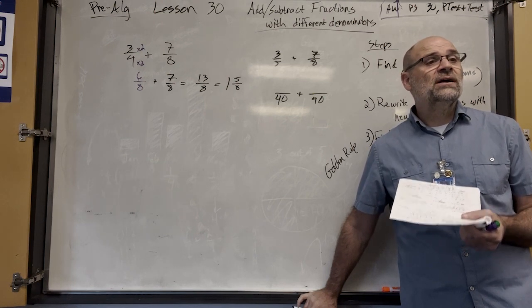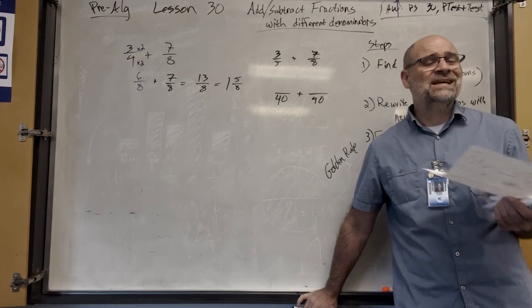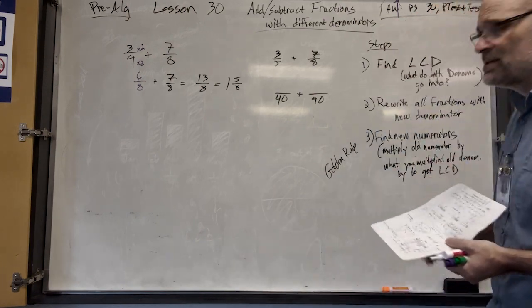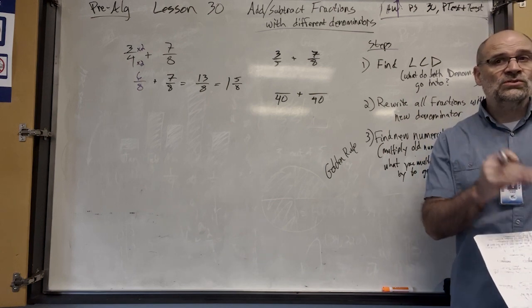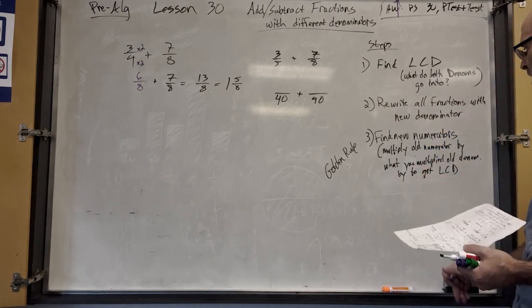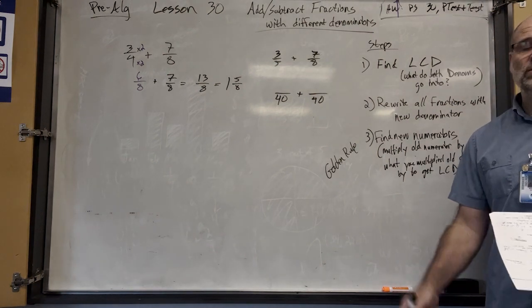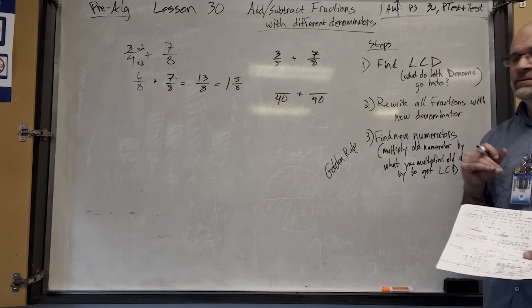Treat others the way you want to be treated. Do unto others as you would have them do unto you. That's the golden rule. So treat the numerator how you treat the denominator. Whatever you multiply by the numerator, multiply by the denominator. Whatever you do to the bottom, do to the top. Whatever you do to the top, do to the bottom. Okay? Treat it the same.